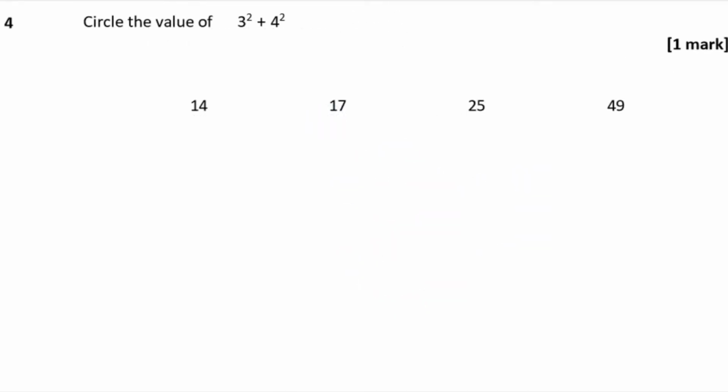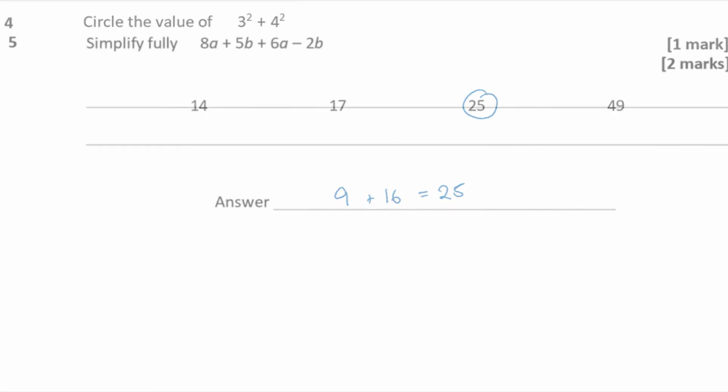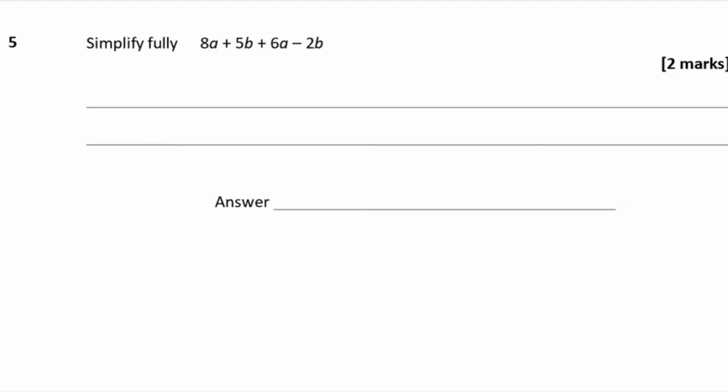Question 4, circle the value of 3 squared plus 4 squared. Well, 3 squared is 3 times 3, and that's 9. And 4 squared is 4 times 4, and that's 16. And 9 plus 16 is 25. So it's that one. Question 5, simplify fully 8a plus 5b plus 6a minus 2b.